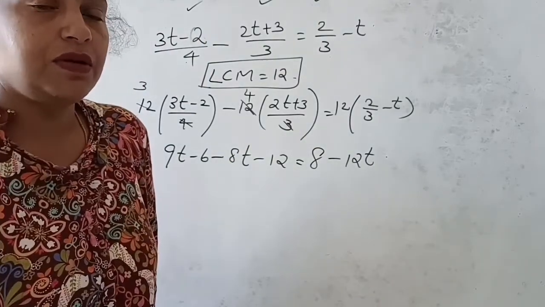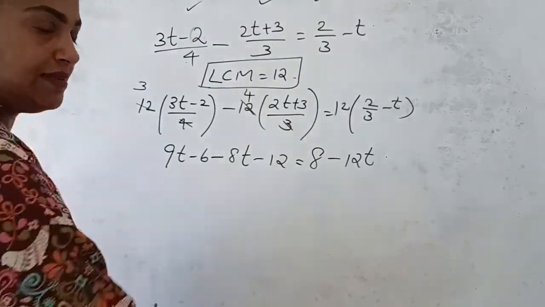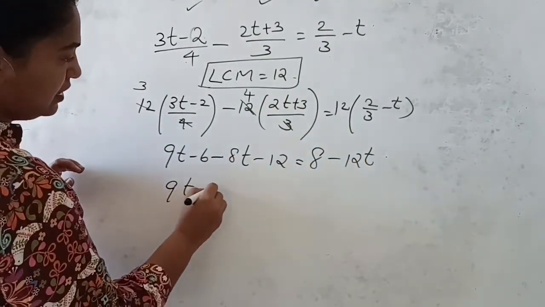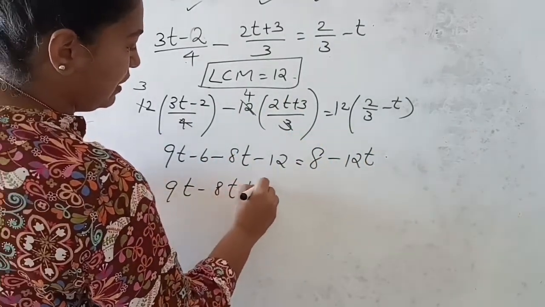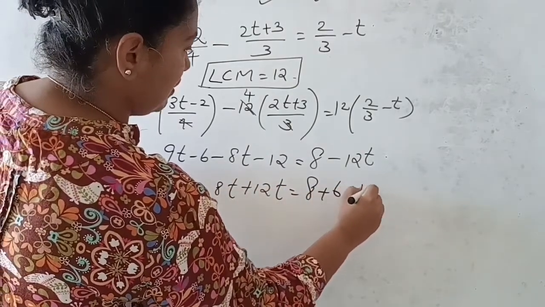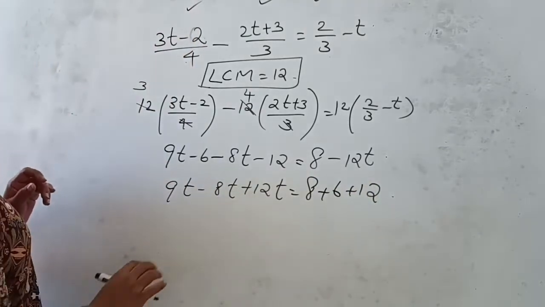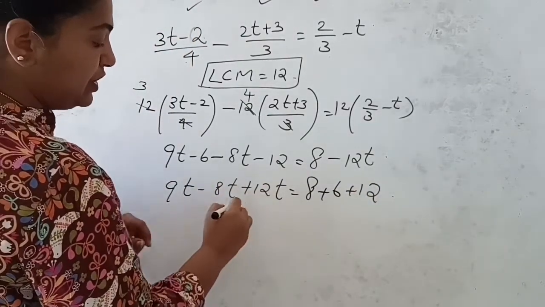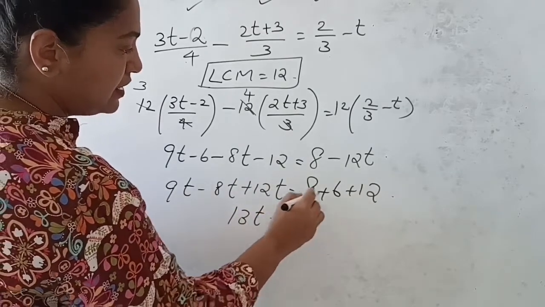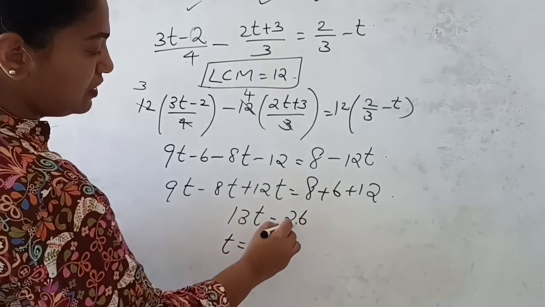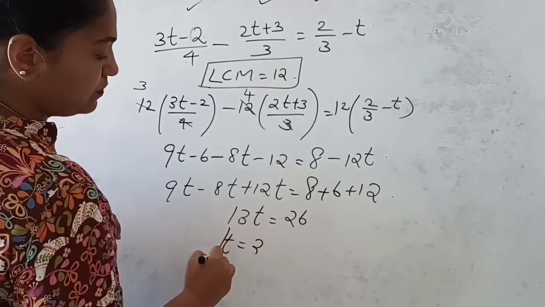What was my third step? Transpose all the variables to LHS and all the constants to the RHS. So 9t minus 8t plus 12t is 8 plus 6 plus 12. So what do I get here? 9t minus 8t is a 1t, 1t plus 12t is a 13t. Here I get 26. So my t is 26 by 13, which is a 2.